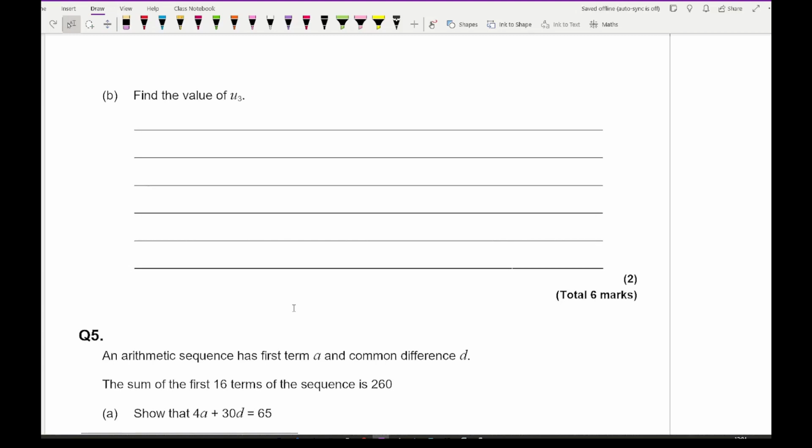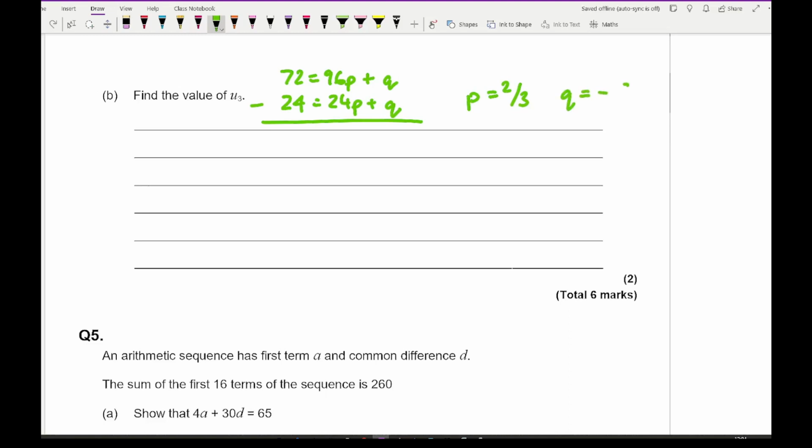For this, if I recall the two formulas, I had 72 equals 96p plus q and 24 equals 24p plus q. I can then solve them simultaneously by taking the two equations away, in which I end up with p equals 2/3 as found in part A, and for q I end up with a value of 8, not minus 8, 8.